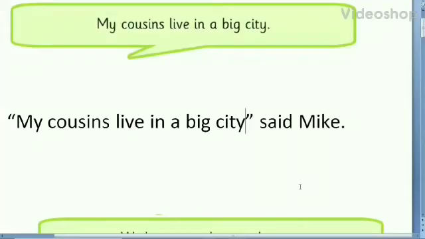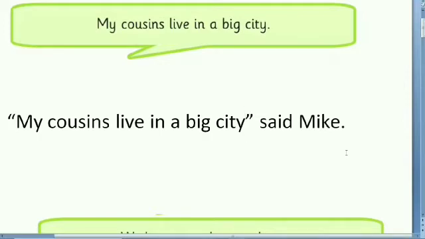Okay, so now I want you to go get a piece of paper and a pencil and come back, because we're going to keep working on transforming speech bubbles into direct speech. Wow, that sounds hard. Okay, so yesterday I asked you to write the exact same sentence with a capital letter, a full stop, and finger spaces, right? And you did that, right?